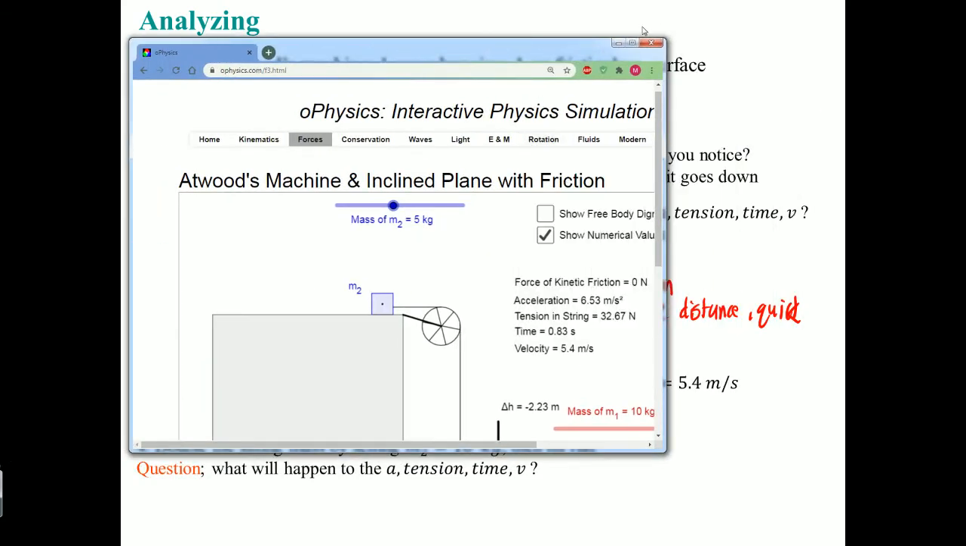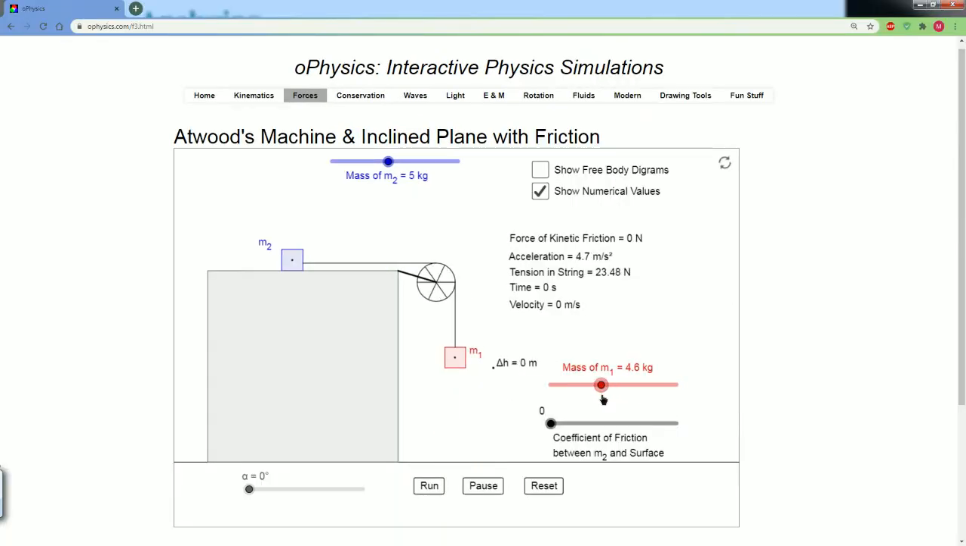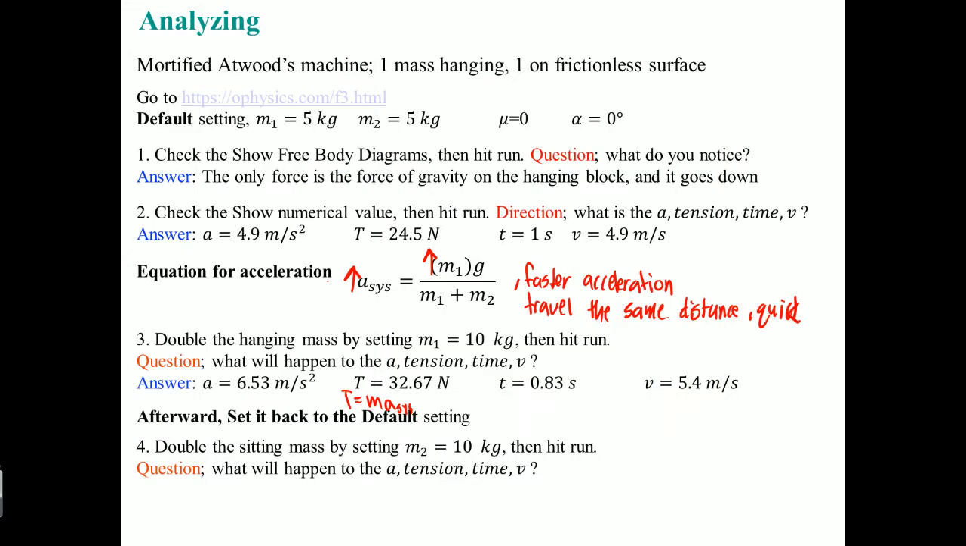So the mass here goes back to 5. But they say here, set it to default. So this is the default setting. Then it says double the sitting mass. So that's M2 to 10. What is going to happen? We hit run. Well, it still accelerates. Okay. All right. Same distance. And we get this acceleration.